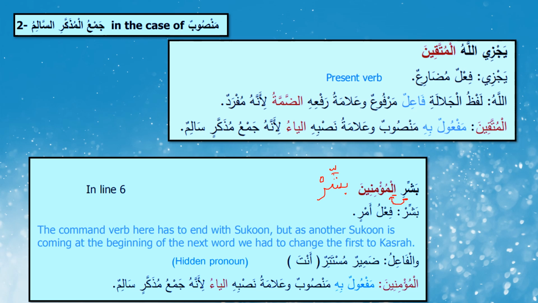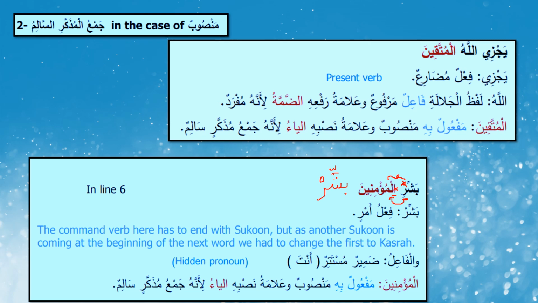And when two sukoons come, this is a tajweed rule. When two sukoons come and meet together, one of the sukoons is removed and kasra is given, and this kasra is joined with this sukoon and the hamzatul wasal is cancelled. So you will read as Basharil mu'minin. So that's why there is a kasra. So don't get confused that if it's a verb, then why there is a kasra here.